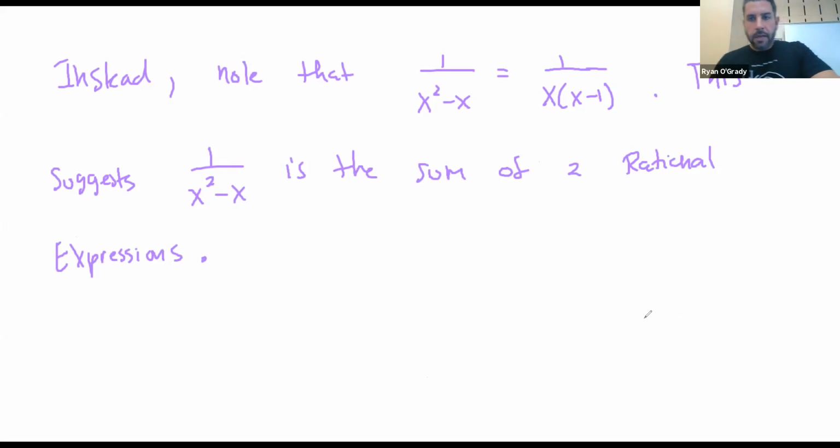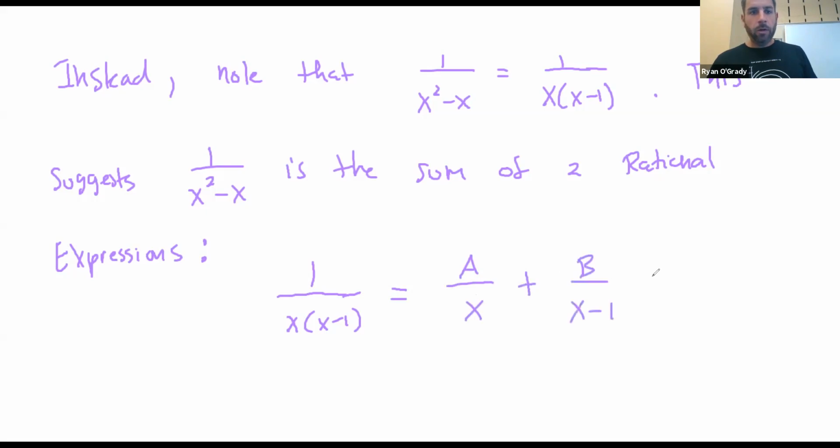Now, why do I say that? Let me emphasize why. If I write 1 over x times x minus 1, suppose you're back in algebra class and they say, okay, here I have something divided by x, and then I'm adding something divided by x minus 1. If you added them together, the common denominator would be x times x minus 1. So this suggests that somehow, some way, you have some number a over x plus some number b over x minus 1.